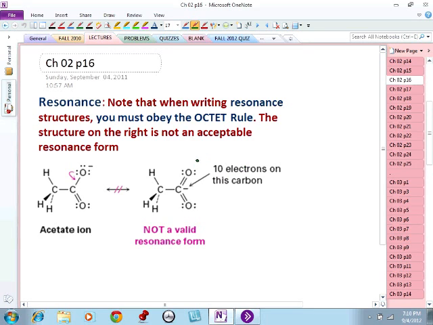For example, in this particular instance, this is not an acceptable resonance structure. All we've done here is move the pi electron to the non-bonded electrons between oxygen and carbon to here, and therefore this carbon now has 10 electrons surrounding it. So it is violating the octet rule by having more than 8 electrons. You could have less, but you cannot have more. Keep that in mind.